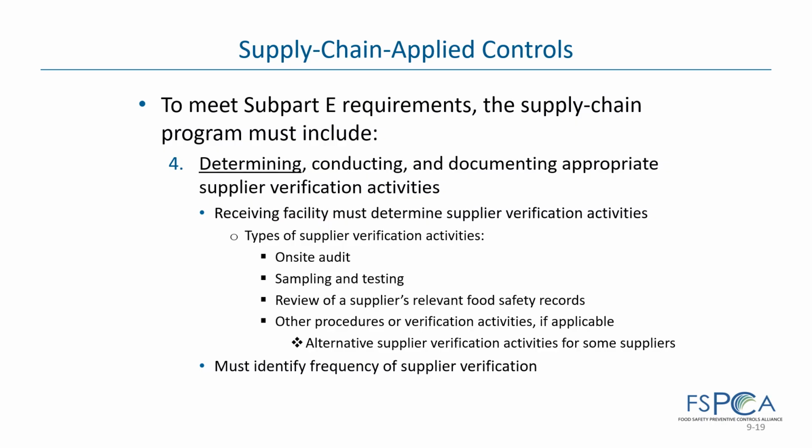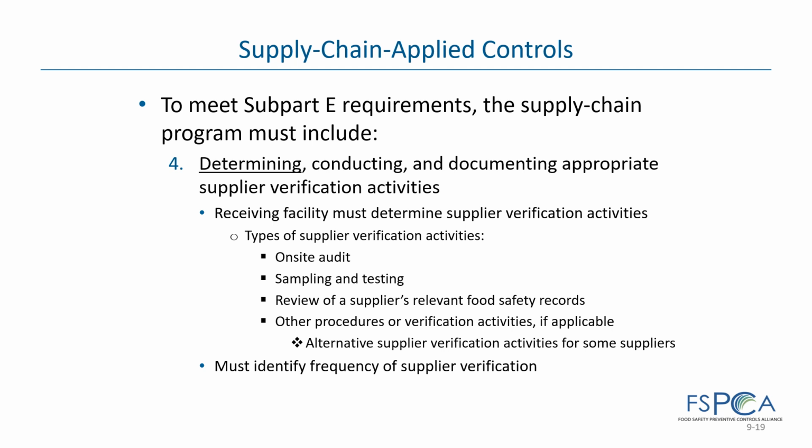Number 4 of the requirements was determining, conducting, and documenting appropriate supplier verification activities. So essentially what that means is, how do you decide how you're going to check to make sure your supplier is actually controlling that hazard? And then how are you going to conduct those activities and document all of those activities? So this is double checking that your suppliers are doing what you've asked them to do.